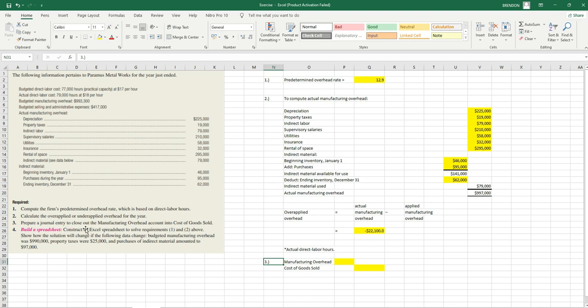For number 3, journal entry to close out the manufacturing overhead account into cost of goods sold. So for the debit side, we have 22,100, and for cost of goods sold, we also have 22,100, which is from the over-applied overhead.